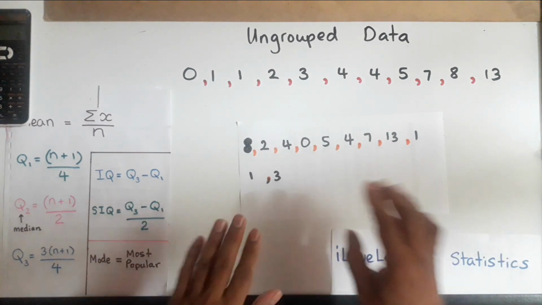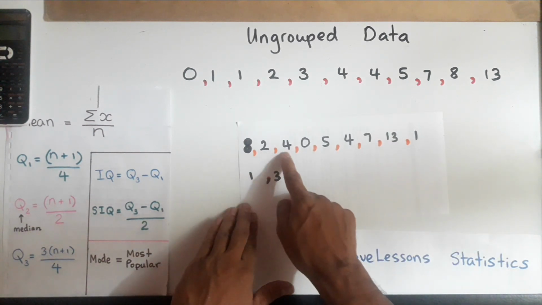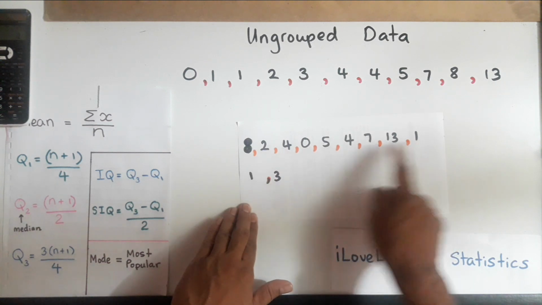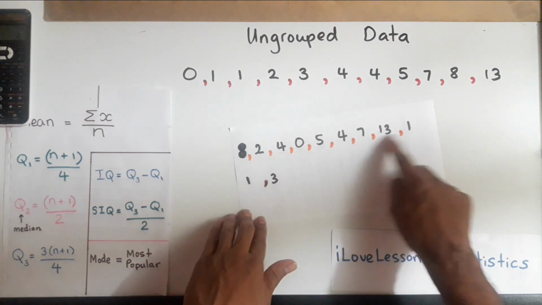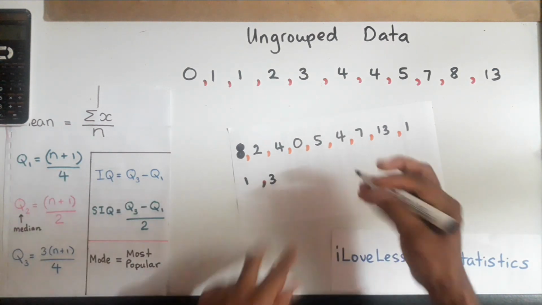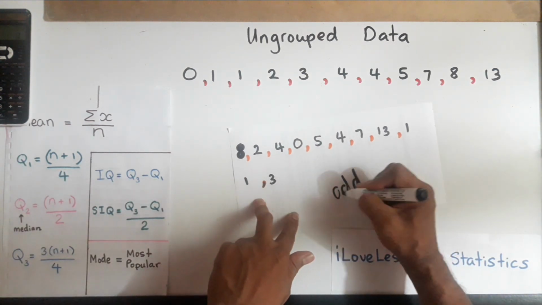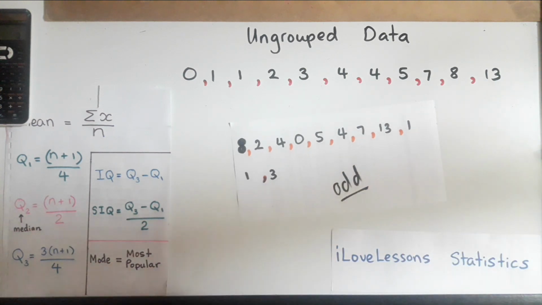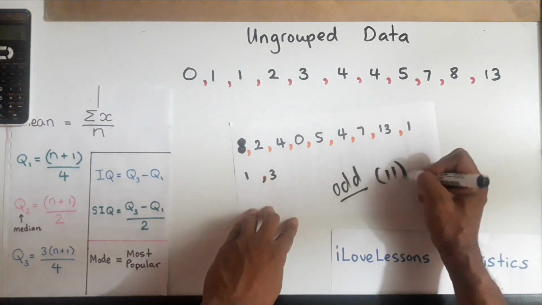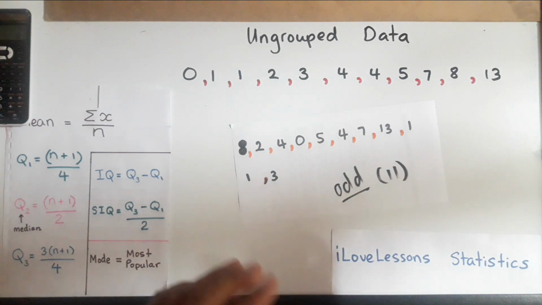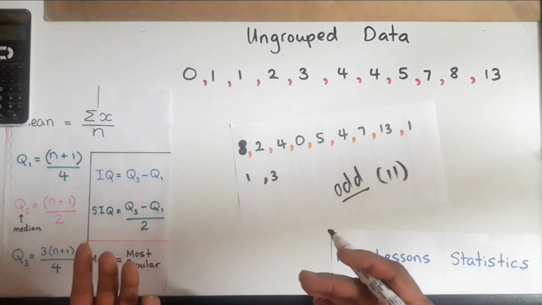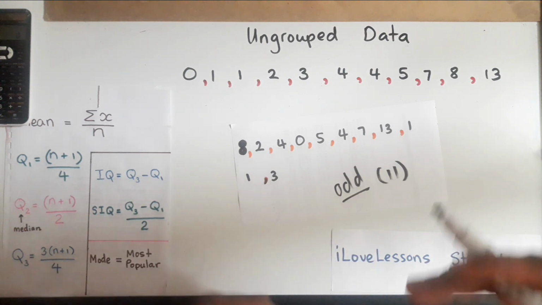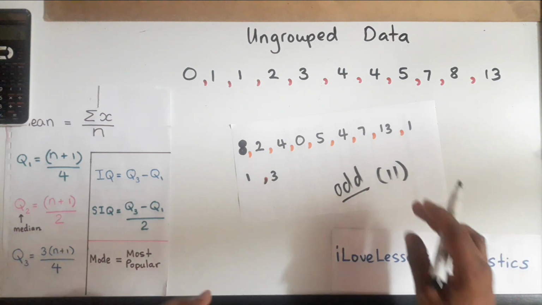So let's count how many numbers we have. 1, 2, 3, 4, 5, 6, 7, 8, 9, 10, 11. So we got 11 responses. Since this is 11 numbers, this is an odd amount of numbers. I'll put it in brackets here. The reason is, when we have an odd amount of numbers versus an even set of numbers, the working to find different things is slightly different.